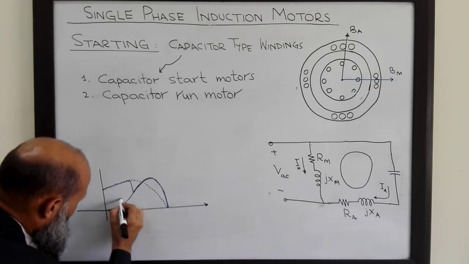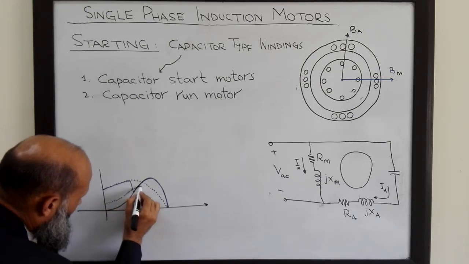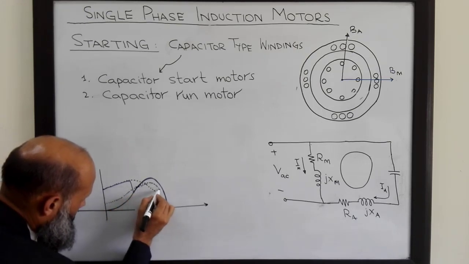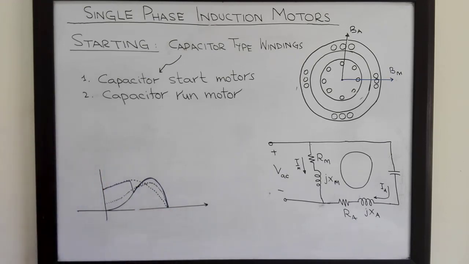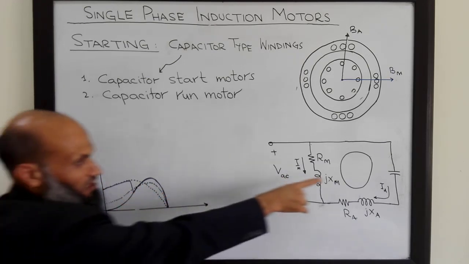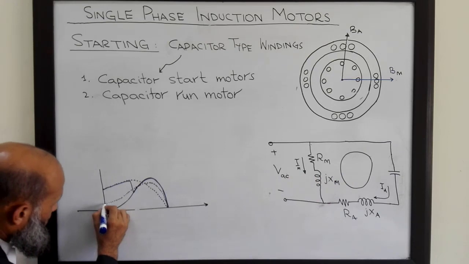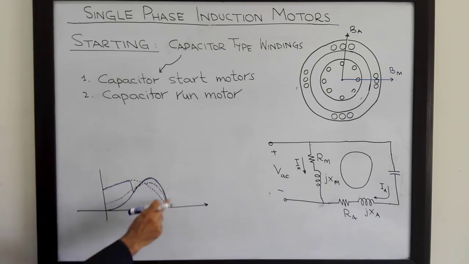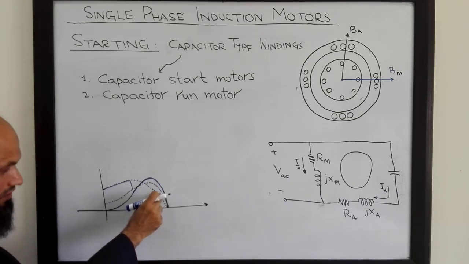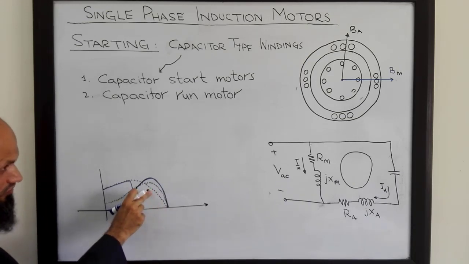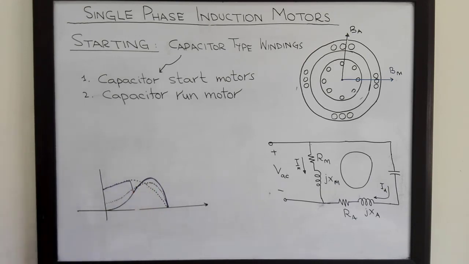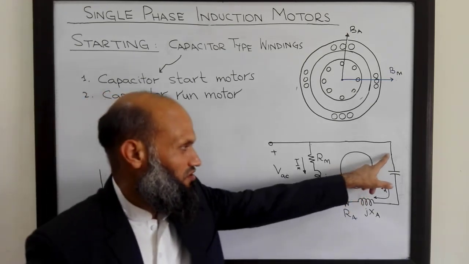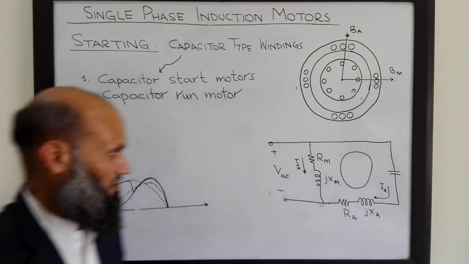So here are torque speed characteristics of capacitor-run motors. These are denoted by this dotted line. Low starting torque, however, performance better than the performance of this motor. And low starting torque, however, cost is reduced because we do not have the switch over here.